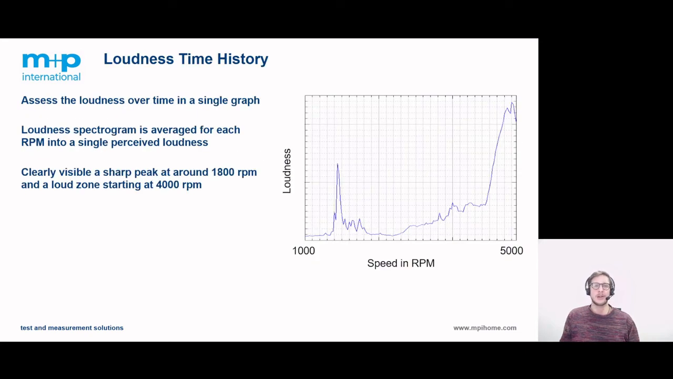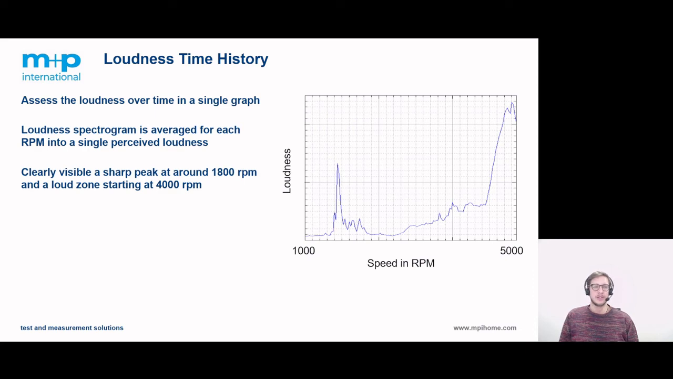All those colorful spectrograms you've seen in the last slide might be difficult to assess quickly and get the right information from. So you have the option to calculate the loudness time history. That loudness time history combines all those spectrograms into one single graph you can see on the right. That graph allows for much quicker assessment of the overall loudness for each time step or for each speed. To get this graph, the loudness spectrogram is averaged for each RPM into a single value and then plotted over RPM.